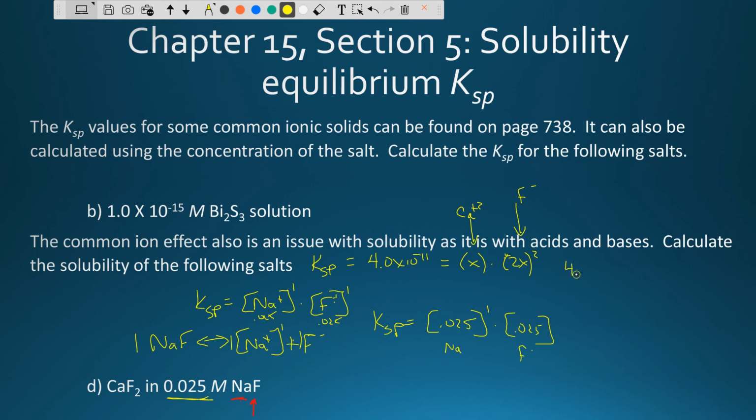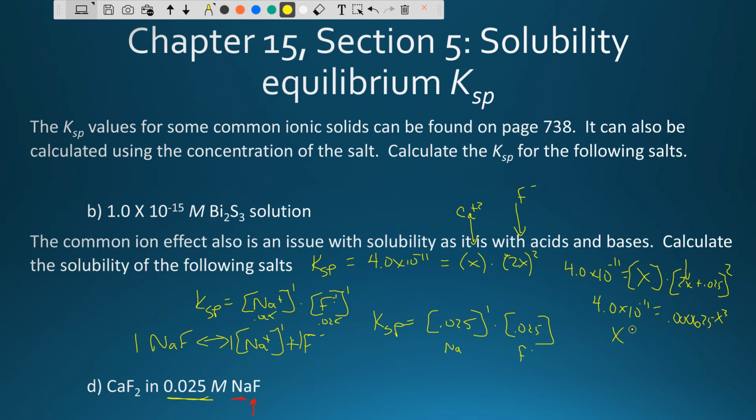What do I end up with? 4.0 times 10 to the negative 11 equals x times 2x plus the 0.025 that's being added in there, squared. This guy is really small, we can disregard, so it's 0.025 squared. And this is just x, and so I end up with 4.0 times 10 to the negative 11 is going to equal, let's see, 0.000625 x to the third power.